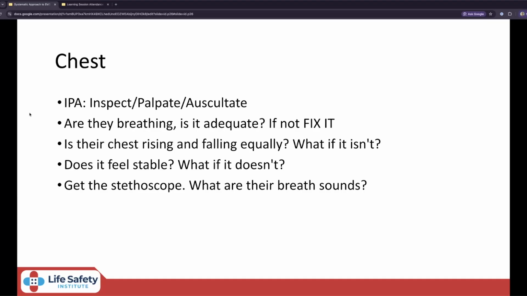Is the chest rising and falling? Is it equal? Right? So this is one of the times where we compare the left to the right. Right? If one side is going up and one isn't, right, that's a problem. If one section of the chest is moving in opposite directions, that's a real problem. Does it feel stable, right? I'm checking the chest.